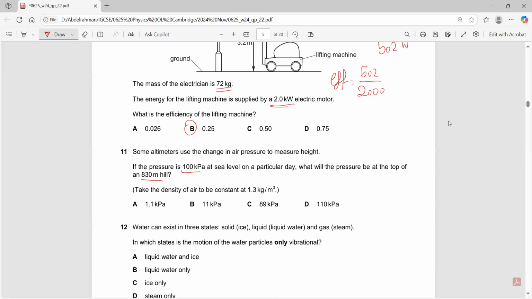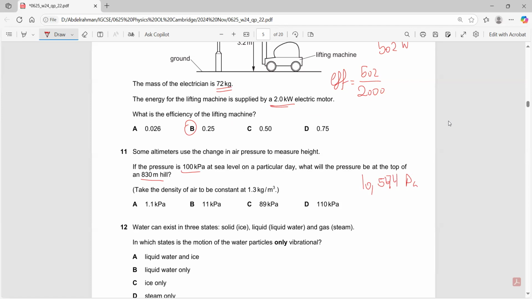If I say 1.3 times 9.8 times 830, this will give you a pressure of 10,574 pascals. If I say rho g h, right? Okay, so what is the problem?